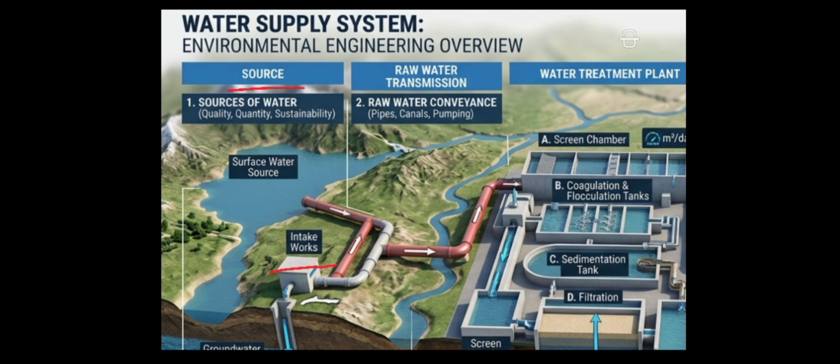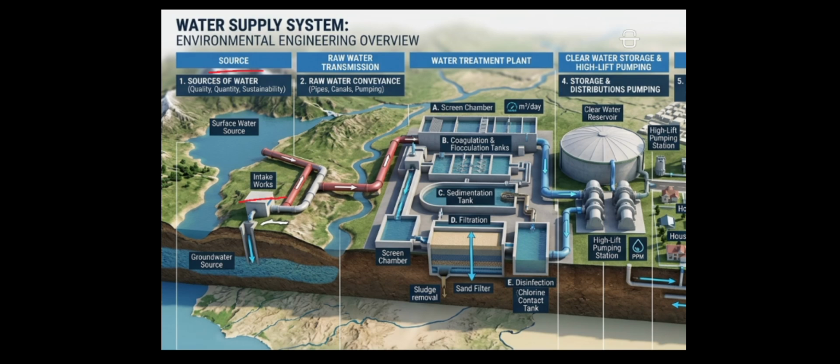In this phase, we will also discuss the quality and quantity of water and the design period. Usually, it is 30 years. And population forecasting will also be covered in sources of water. Okay, this is phase 1.